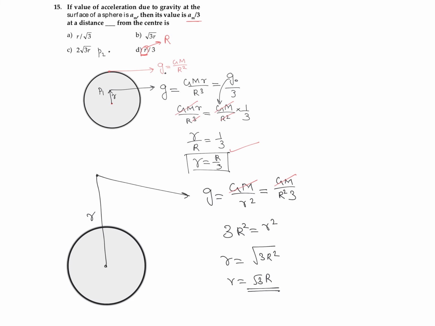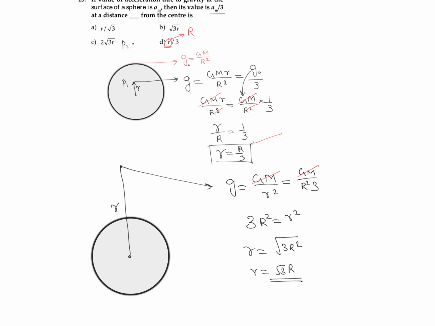So there are two possibilities. At a distance root 3 into R, or at a distance of R by 3, the value of acceleration due to gravity can have a value that is g naught, or the acceleration due to gravity on the surface divided by 3. But according to the given options, only in option D it is given. We don't have an option like root 3 into R.